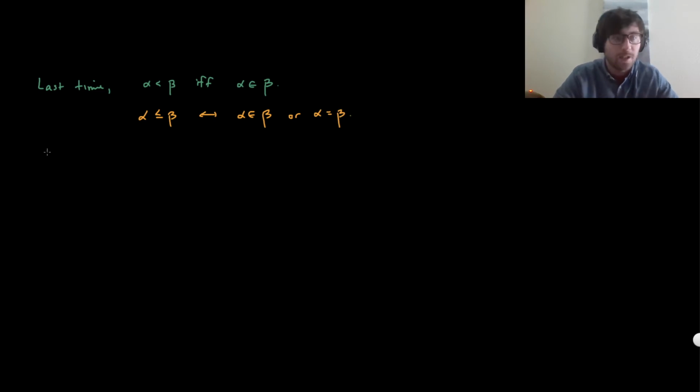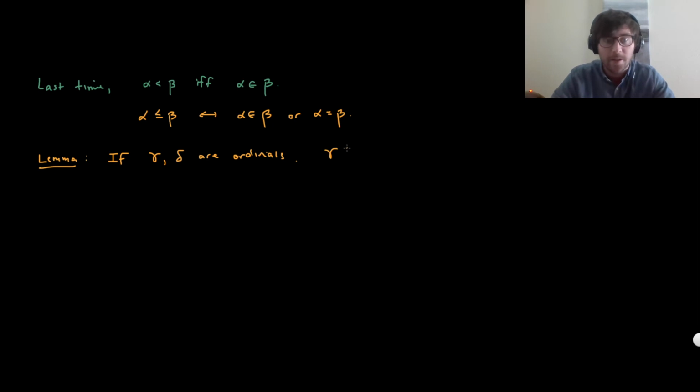And so what we're going to prove this time, so this is a lemma, is that, maybe we'll use different Greek letters, if gamma and delta are ordinals, then the result is that gamma is less than or equal to delta if and only if gamma is a subset of delta.